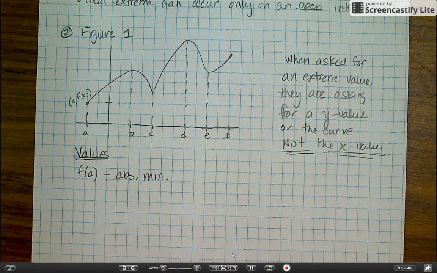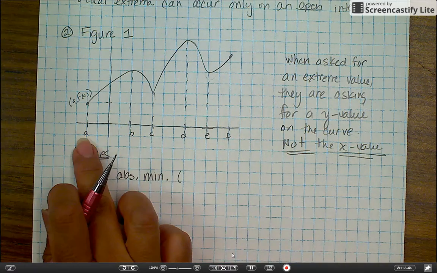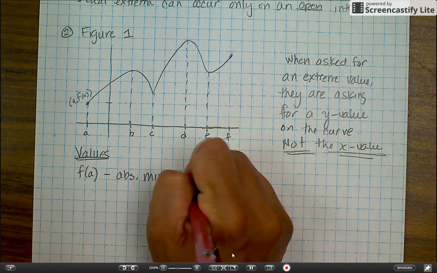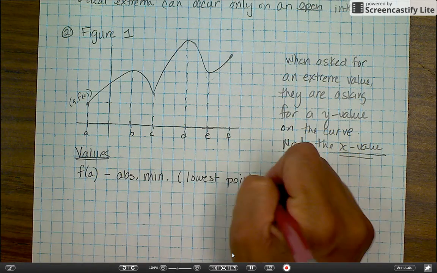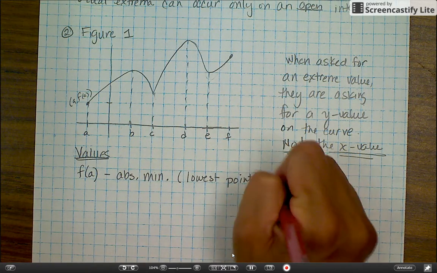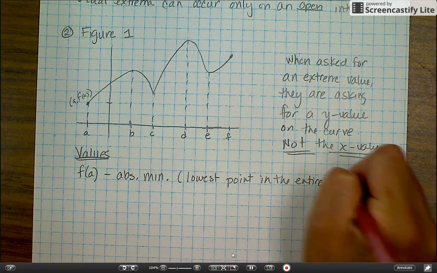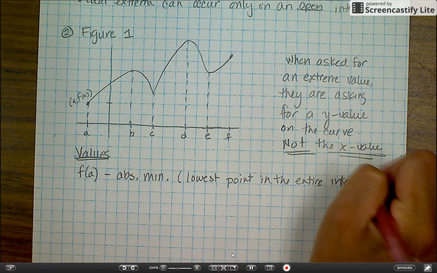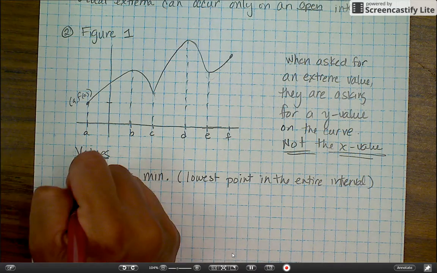Absolute minimum. Why is it an absolute minimum? If you look at the entire interval from A to F, it is the lowest point in the entire interval. It has the lowest y value over the entire interval. F of B.